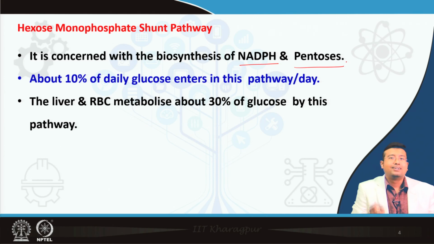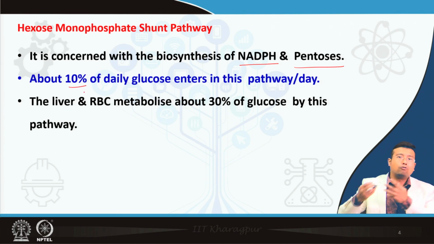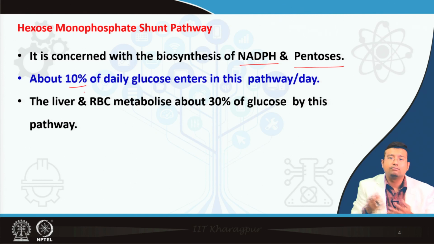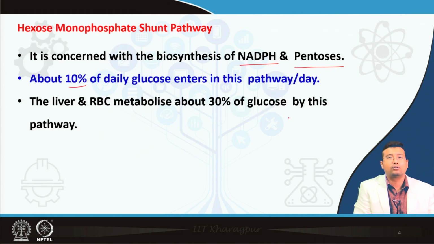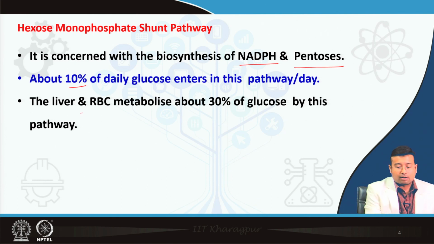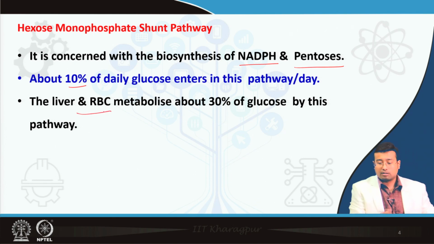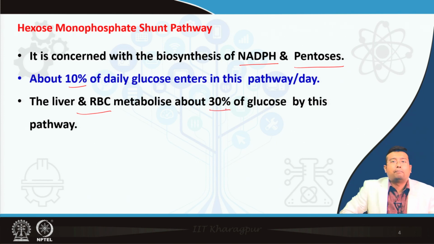Again, another MCQ thing: what is the total amount of glucose that enters this pathway per day? Roughly 10% of daily glucose. Where does the other glucose enter? Of course, through the other pathway, that is via glycolysis and TCA cycle, the main path, 90% goes there, here 10%. Next, RBC and liver metabolize more than everyone, 30% of glucose by this pathway. Okay. So, these are a few facts that you need to remember and these may crop up here and there as multiple choice questions. So, be mindful.